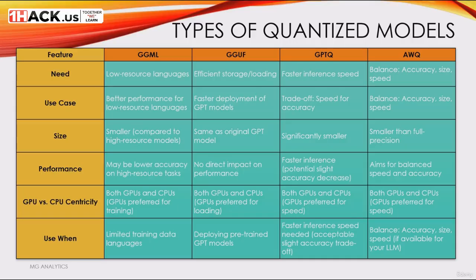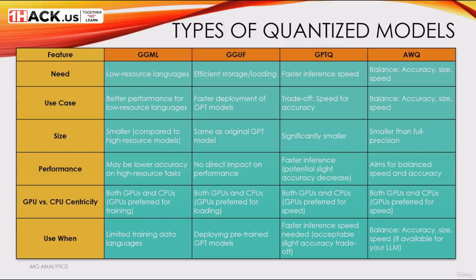And mainly GPU is preferred for loading because GPU is faster, and it is mainly used when you want to deploy a pre-trained GPT model, right? When you want to use a pre-trained GPT model.